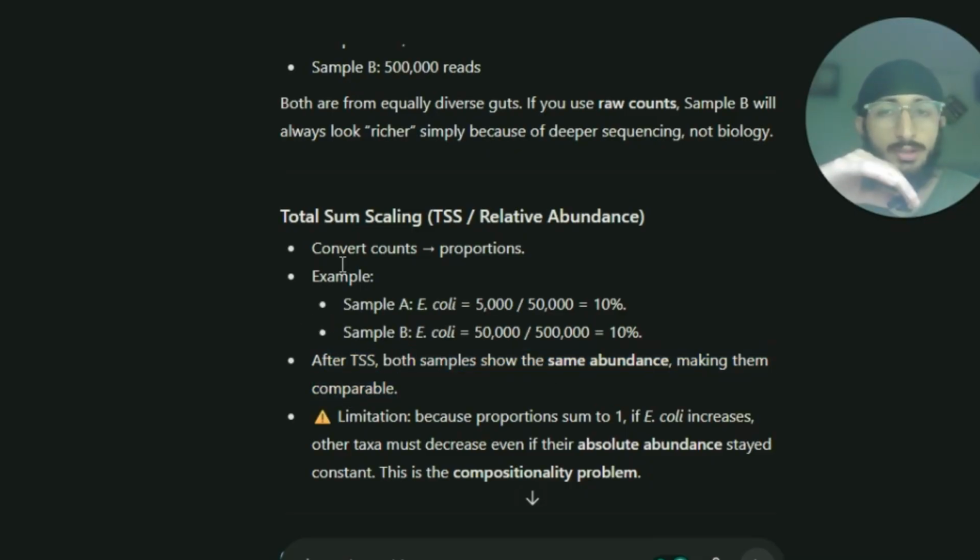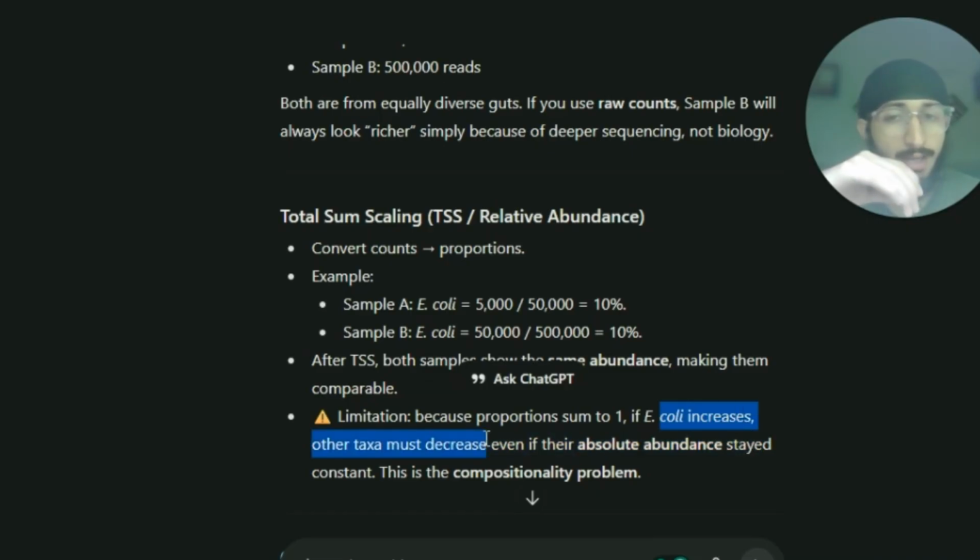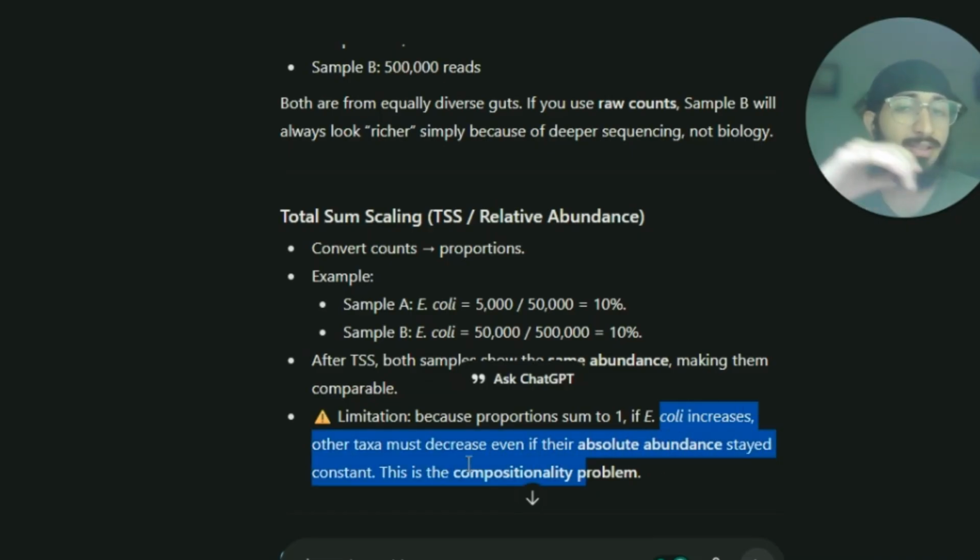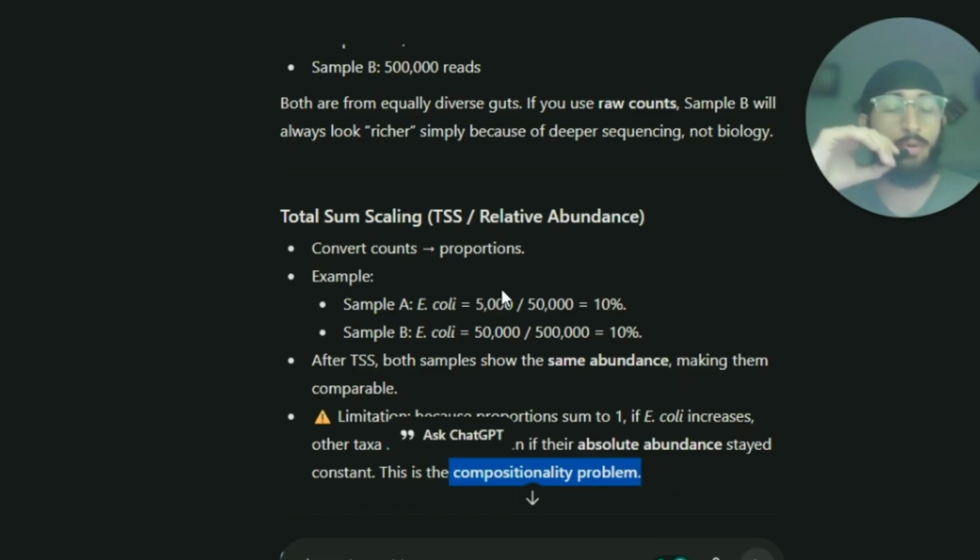Now the limitation of this TSS, total sum scaling or relative abundance tool, is that because proportions sum to 1, if E. coli increases, other taxa must decrease even if their absolute abundance stays constant. This is the compositionality problem, right?